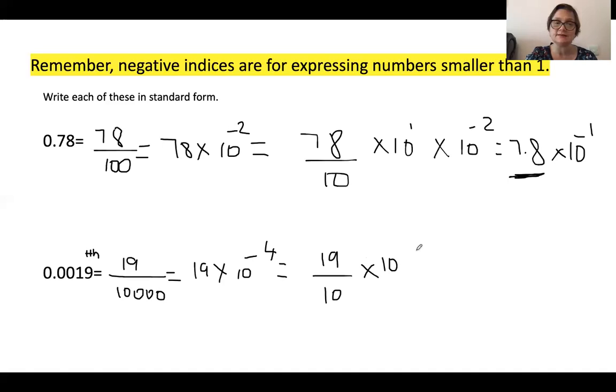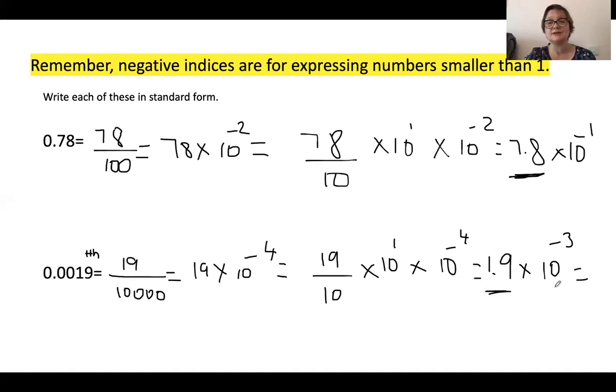Remember to rewrite this part here exactly as it is, times 10 to the power of minus 4 equals 19 divided by 10 is 1.9, and 10 times 10 to the power of minus 4 becomes times 10 to the power of minus 3, because 1 plus minus 4 is minus 3. And there you go. We have an a here, which is bigger than 1, smaller than 10, and times 10 to the power of minus 3, so negative integers here, negative indices.